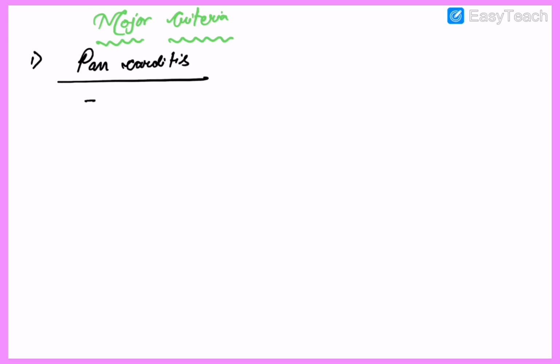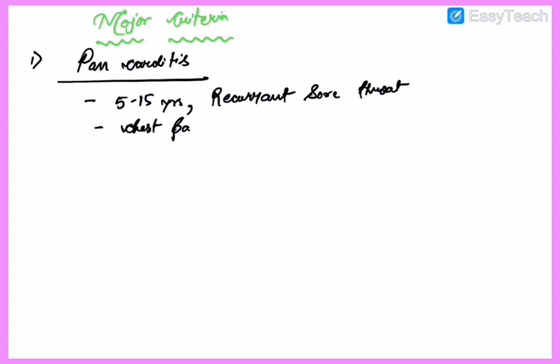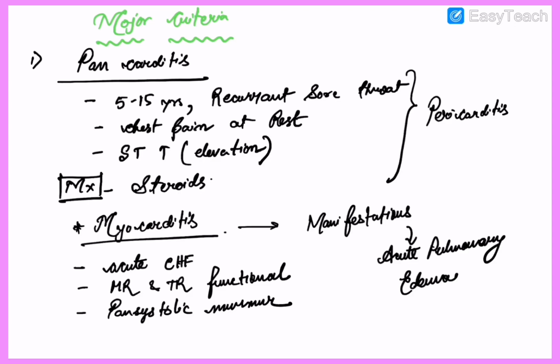Now, what are the features of pericarditis? It usually occurs within 5 to 15 years of age with recurrent sore throat, chest pain even at rest, with ST elevation. Management: steroids.